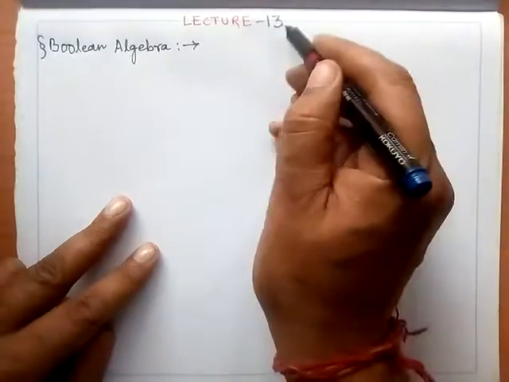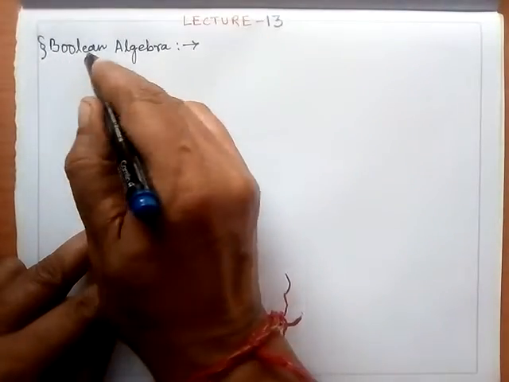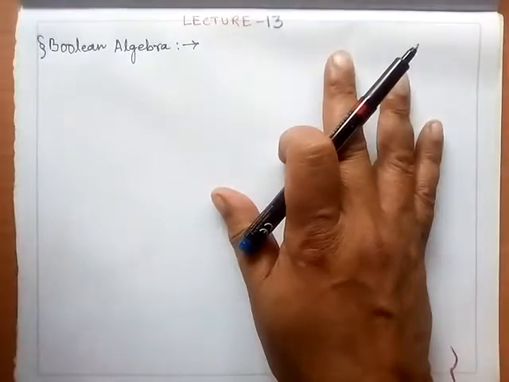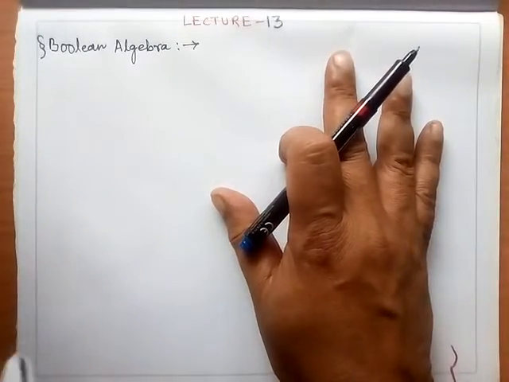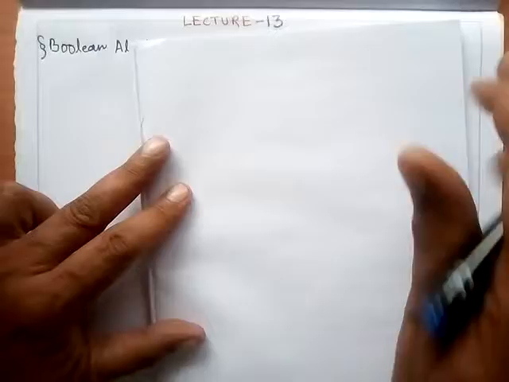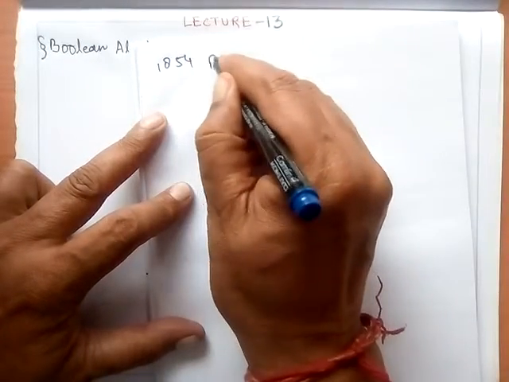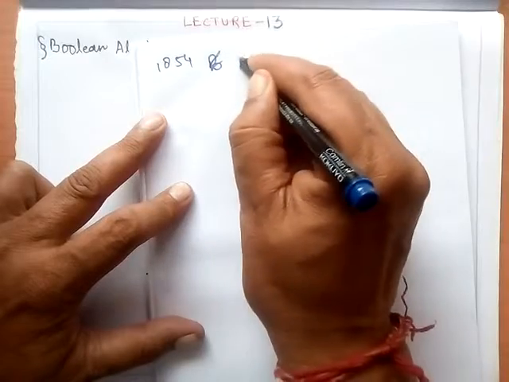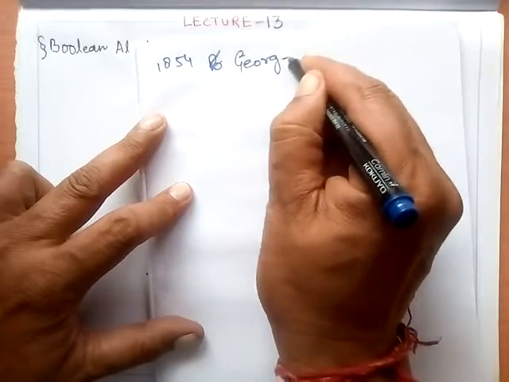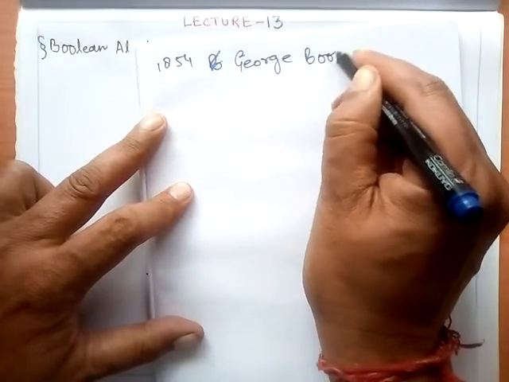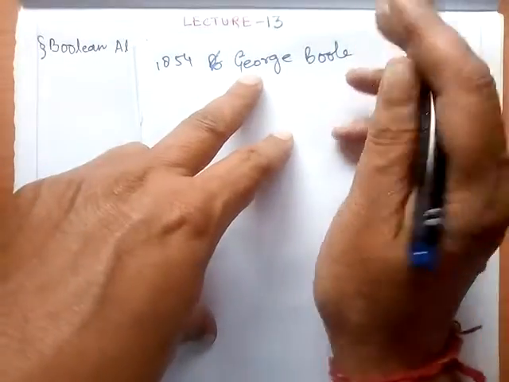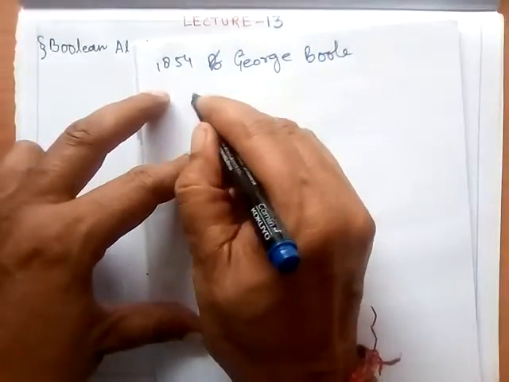So this is the 13th lecture of this course, and the topic that I'll discuss is Boolean algebra. Let's see a little about the history of this. Somewhere in 1854, this man George Boole, he developed an algebraic system that is called Boolean algebra.